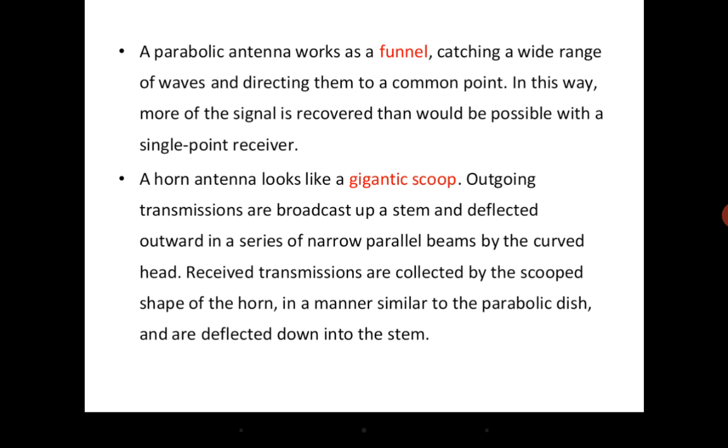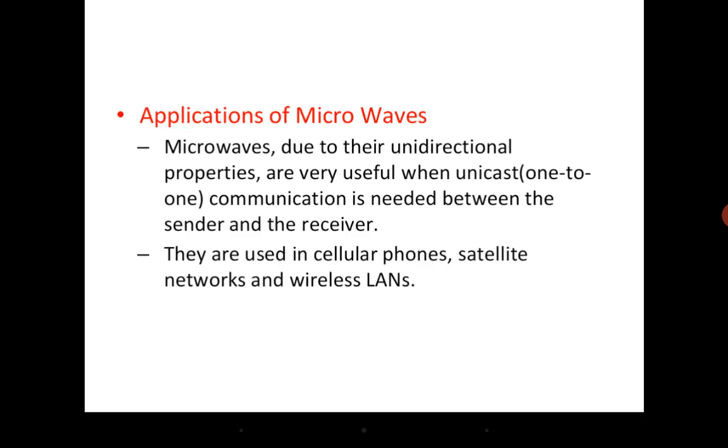Then the horn antenna. It looks like a gigantic scoop. Outgoing transmissions are broadcast up a stem and deflected outward in a series of narrow parallel beams by the curved head. Received transmissions are collected by the scooped shape of the horn in a manner similar to the parabolic dish and are deflected down into the stem. Applications: microwaves can be applied in various applications. Because of their unidirectional property, they are useful in unicasting, that is one-to-one communication. There is only one sender and receiver. Examples of them are cellular phone, satellite network and wireless LANs.